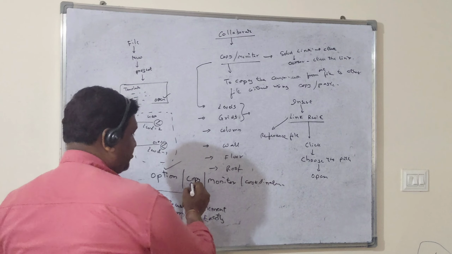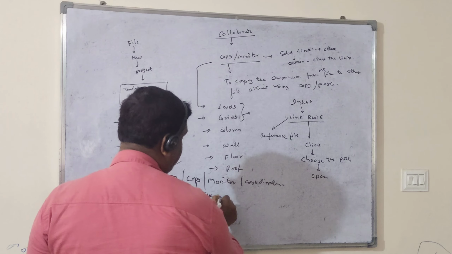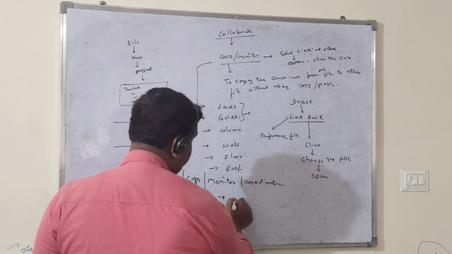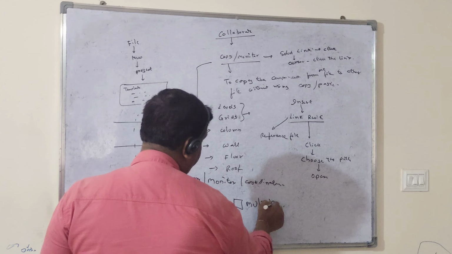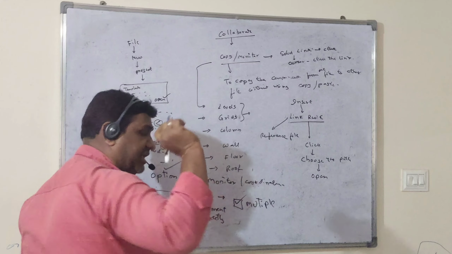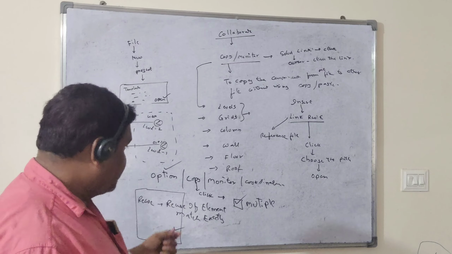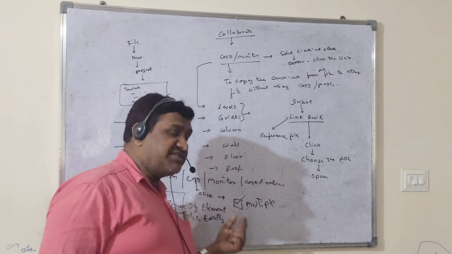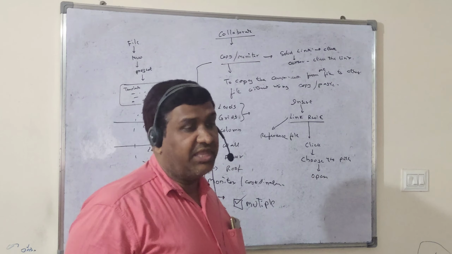Then again you have to click Copy. After clicking Copy, there is an option in the menu called Multiple. There is a box, and in the box you have to put a tick mark. You just click it and it becomes a tick mark, Multiple. Because if you go with Copy and you are not selecting Multiple, what will happen? Your levels are not going to come.